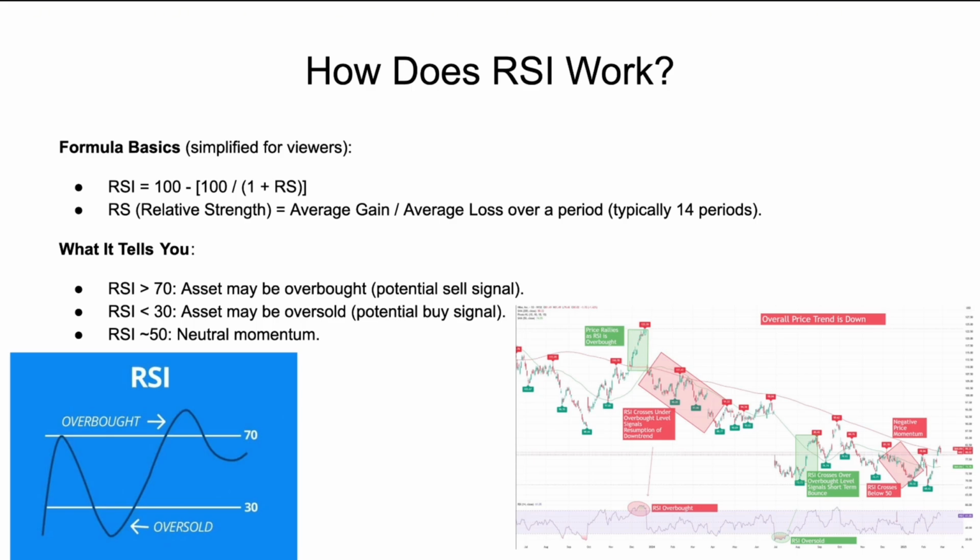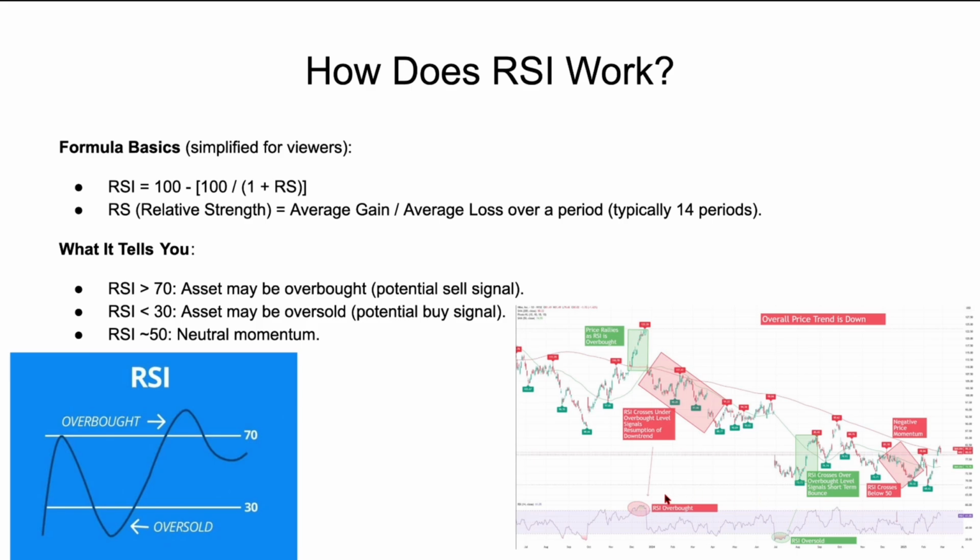So here's the deal with RSI. It's calculated using average gains versus average losses over a period, usually 14 days or candles. What is the formula? Don't sweat it. It's just math that spits out a number between 0 and 100. If RSI rises above 70, the asset might be overbought and ready to drop. Below 30, it is oversold, possibly ready for a bounce. Around 50, that's neutral, just chilling.